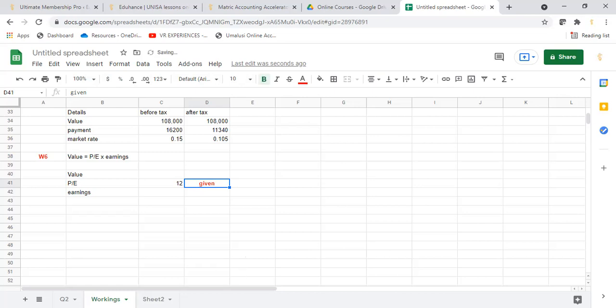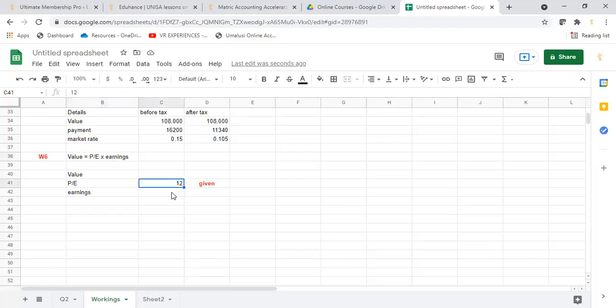So if you go to note number six, what you can see is the PE multiple is given, and what they also gave us is a dividend cover. What you must understand is that we want the value of that investment, so we need to be able to calculate that value somehow. Given the scenario, it is clear that we need to calculate the value using the PE multiple valuation method. The PE multiple valuation method says value equals PE times earnings.